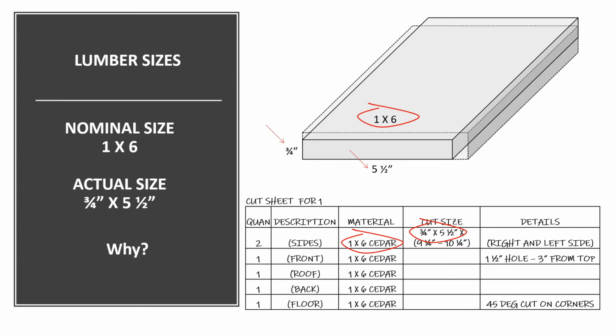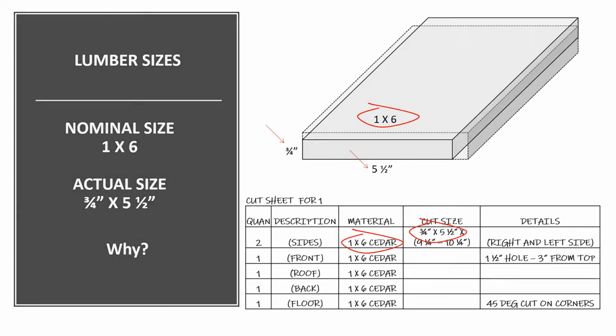If they were to cut it 3/4 by 5.5 too early, before the moisture's out, you have all different types of sizes because they shrink differently, and the wood wouldn't be as true.